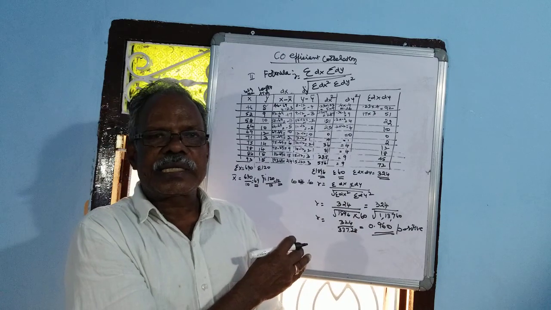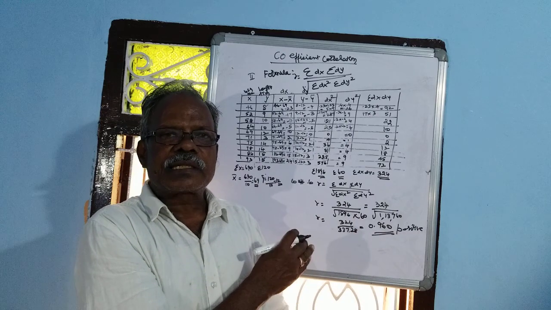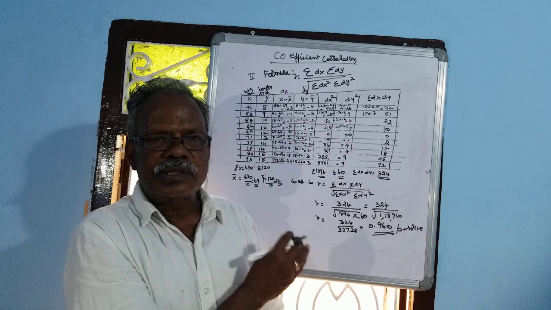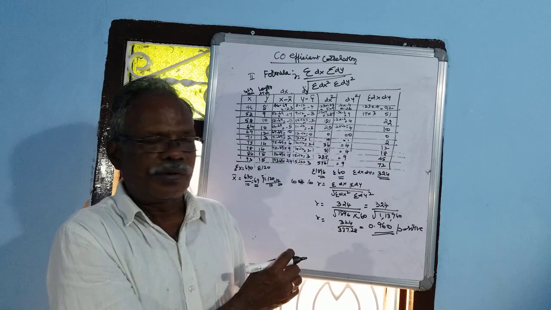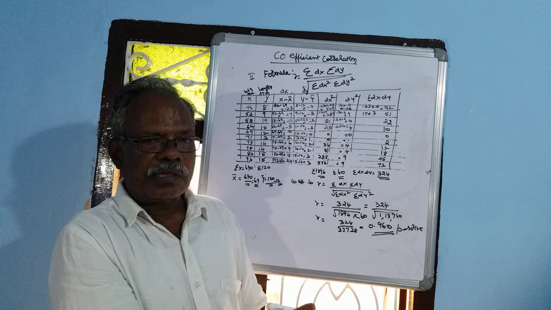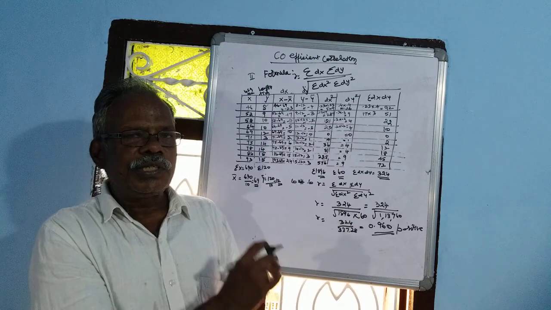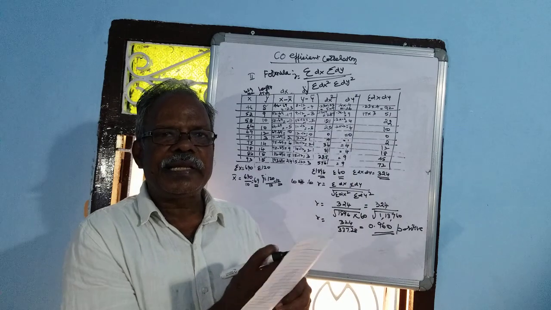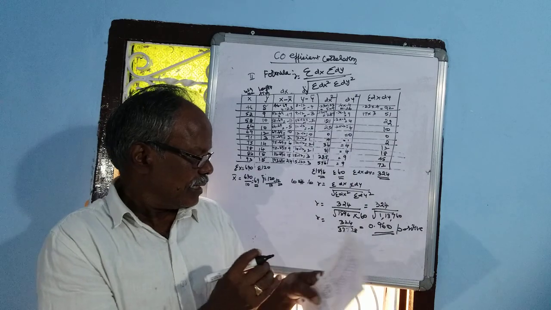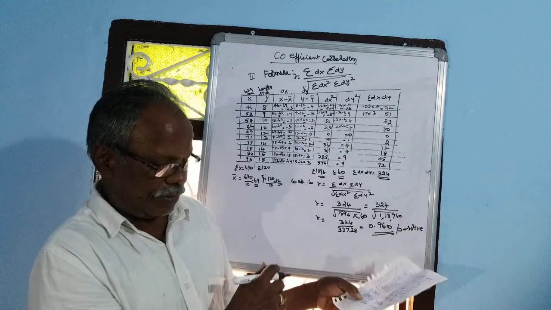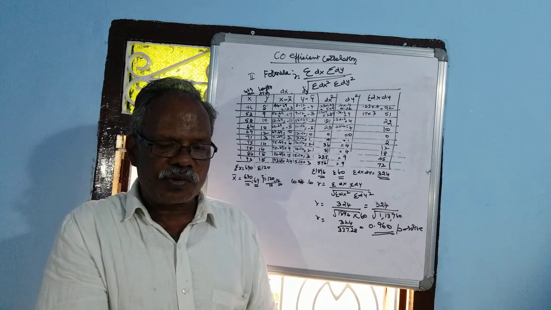The correlation coefficient is 0.960. This is called positive correlation, to the extent of 0.960. That we have found out. So the correlation coefficient is to correlate the weight and length of the fish. That is coming to 0.960. With this, we conclude this video.